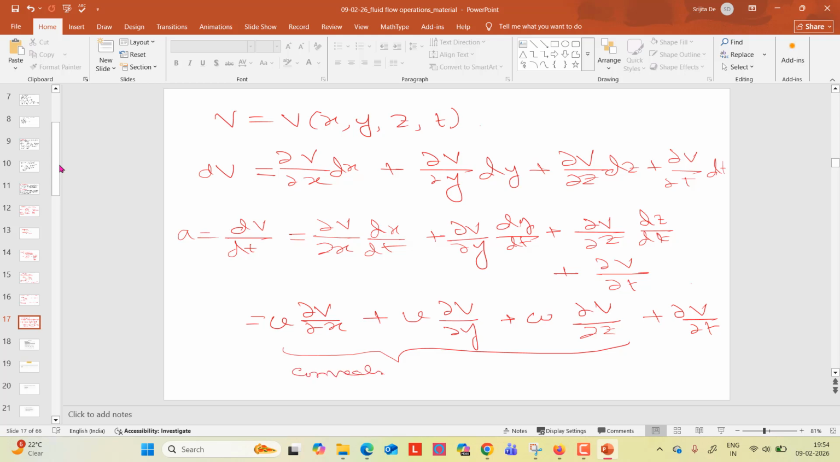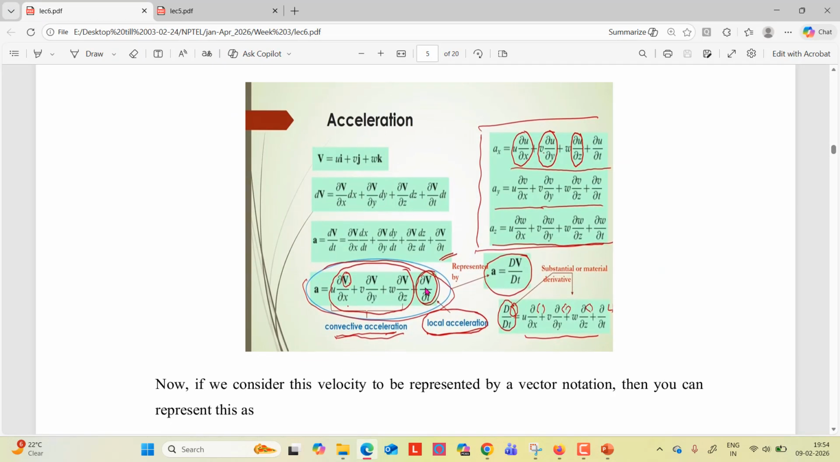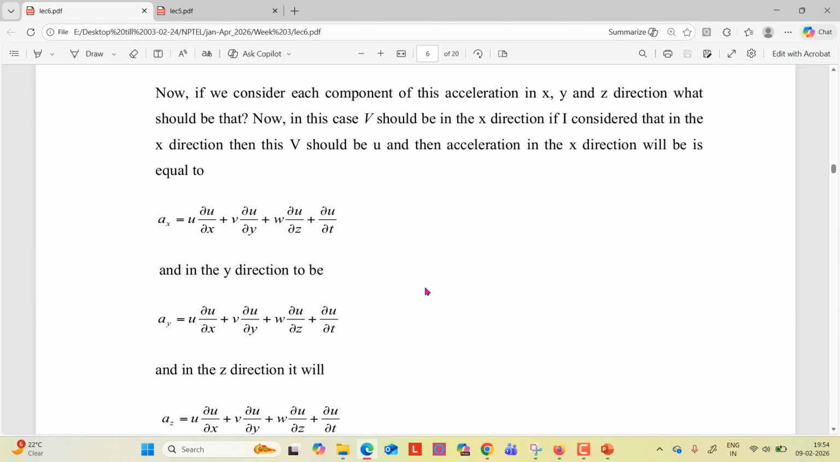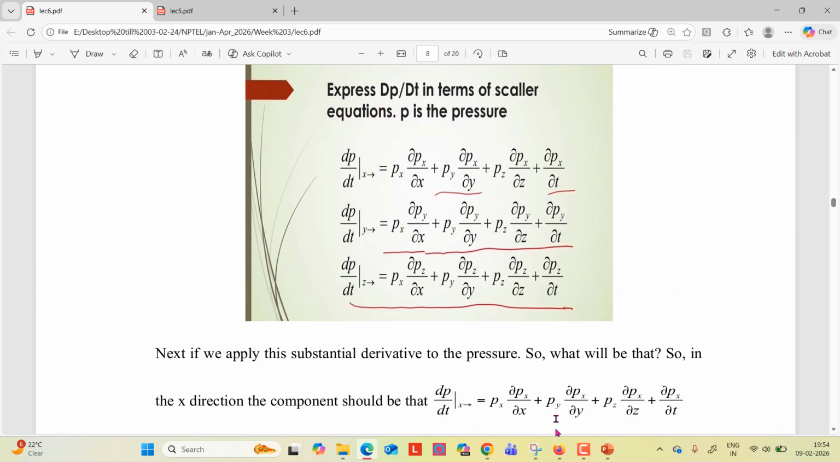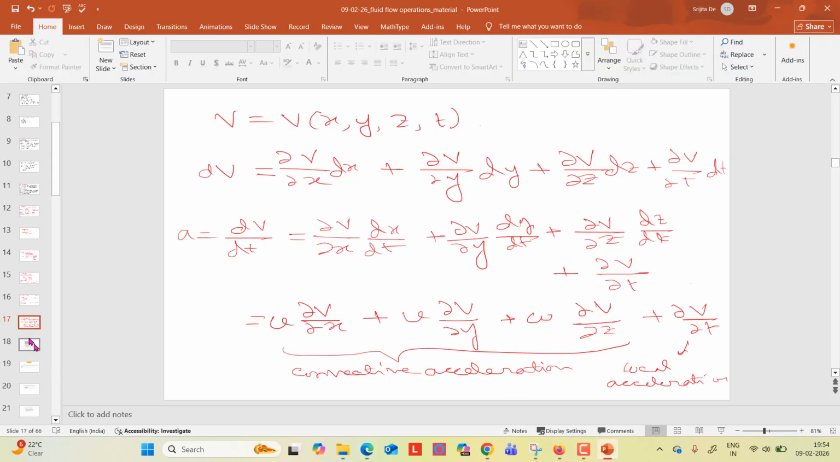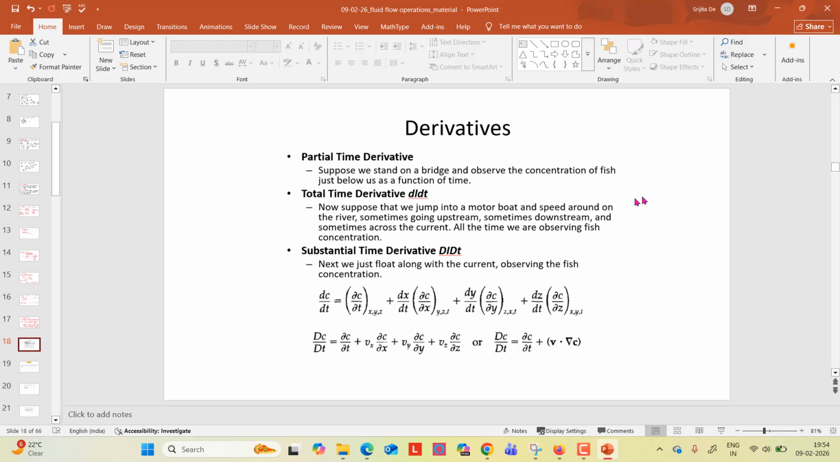So this is called your convective acceleration, right? And this is your local acceleration, right? Based on this, we will do some problems. I'm not going further, so it is already given. These are basic definitions. When we are writing del v del x, this is your partial time derivative.